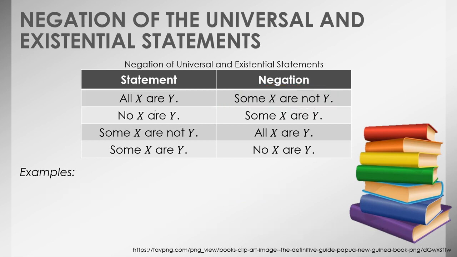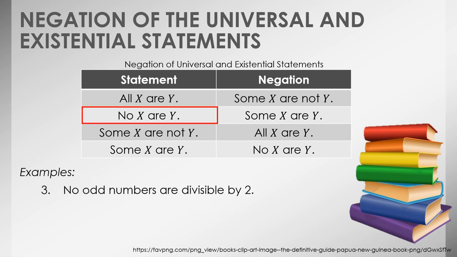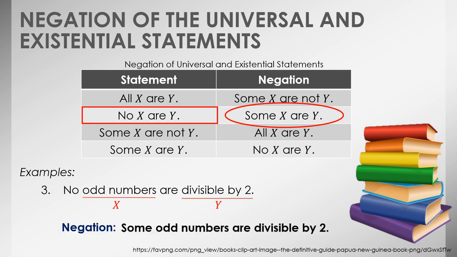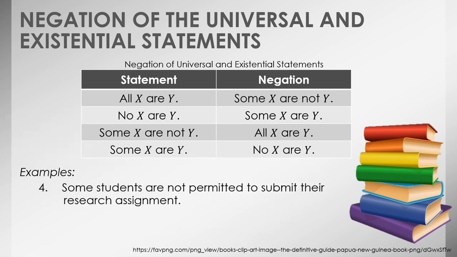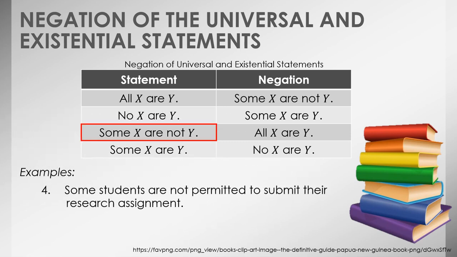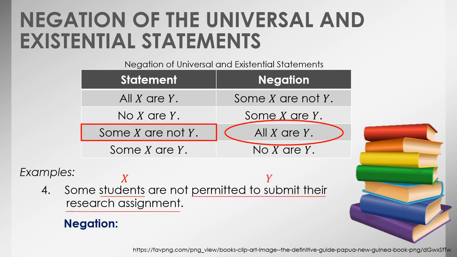Next is this statement. This is of the same pattern with the second statement. Thus, we have this pattern for the negation. So this will be our x and this will be our y. Constructing the negation following the pattern given, we have this. The last one is this, which follows similarly to the third statement. Thus, the negation follows this pattern where our x is represented by this and y is represented by this. By doing so, we have this negation.